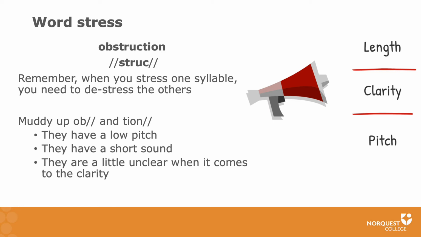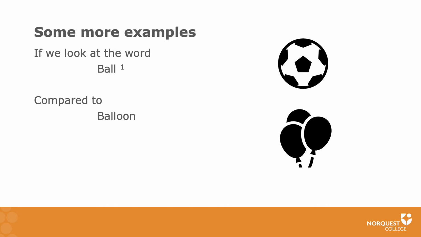Obstruction. So that gives you some idea about how we actually make word stress. Now we're going to look at some more examples. You don't have to memorize these. It's really just about starting to think about these kinds of examples when you're listening and speaking.